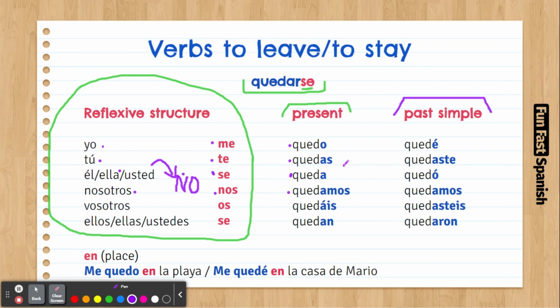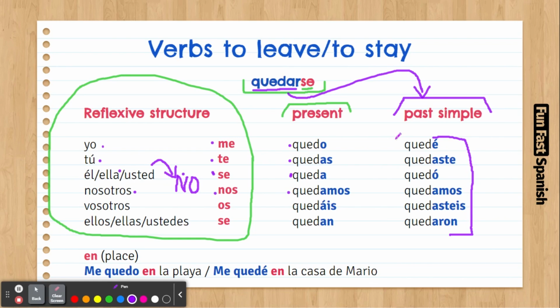Okay. Now, let's do the past simple, which is pretty much the same thing. The only difference is that we are going to use the conjugation of the verb quedar, which is the root verb, but in past tense. So, quedé, quedaste, quedó, quedamos, quedasteis, quedaron. Remember, those are the endings we studied for past simple.